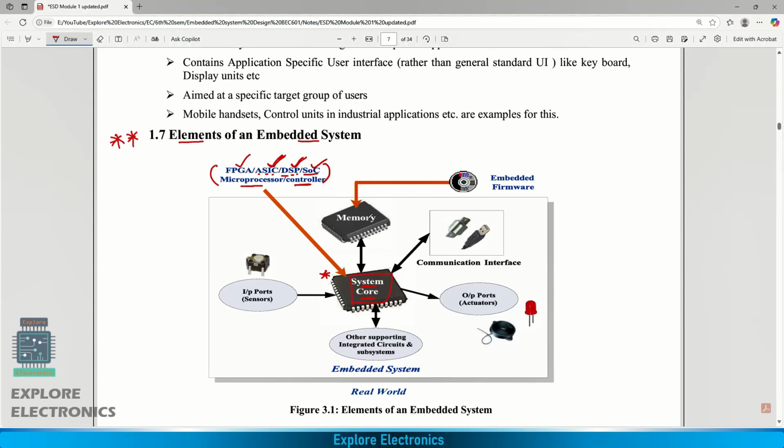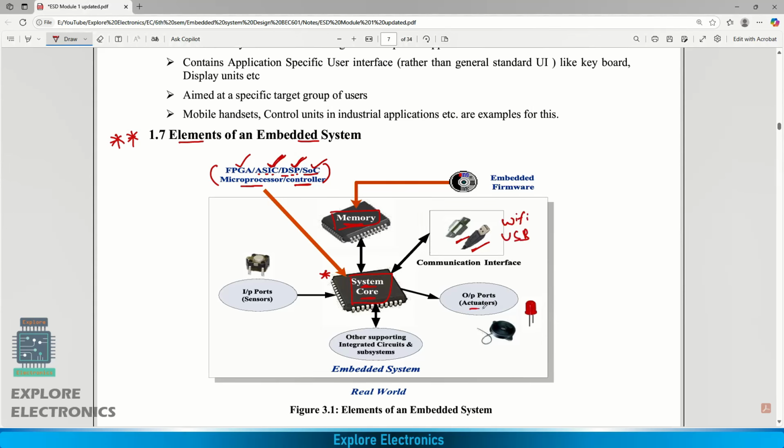Then there will be a memory attached to this. This memory can store the data. It can store permanent firmware data, or it can store temporary data to communicate as well. Then we may have some communication interfaces like USB. It can be USB, it can be Wi-Fi, like that.